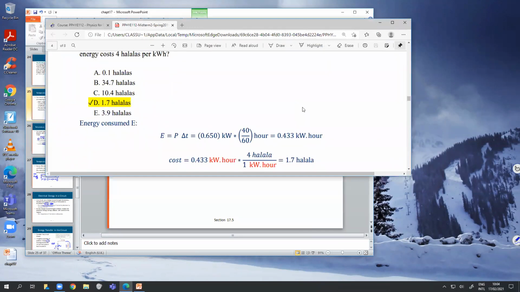I think I covered it, because midterm 2 also has just 2 chapters: chapter 17, which we just finished, with 10 questions, and another 10 questions from chapter 18. So we completed 10 questions. I will stop the review now. Any questions, please?